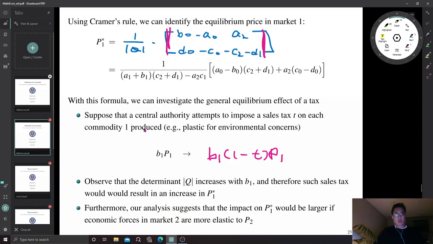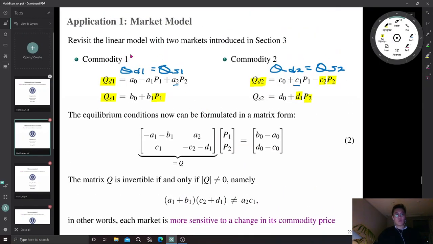All right. And if that tax T is imposed on producers, then there will be some change in the supply curve in market one of commodity one. Previously, before tax, the supply curve is given by B0 plus B1 times P1. And here B1 stands for price elasticity of supply. So as B1 gets larger and larger, quantity supplied will be more sensitive to change in price, right? So in this sense, B1 stands for price elasticity of supply.